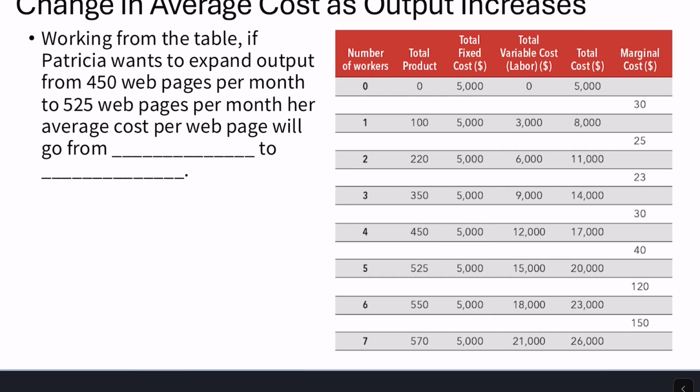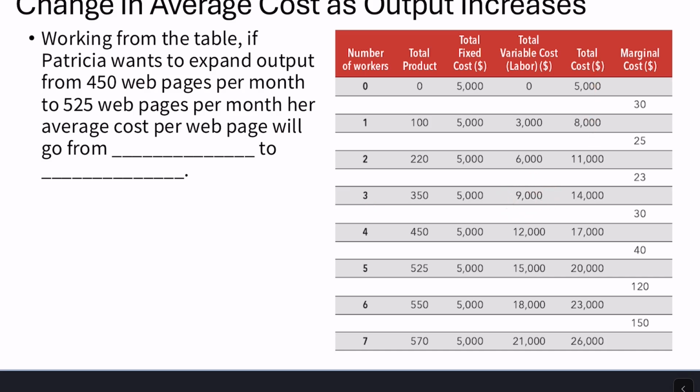Okay, so in this table, we have the number of workers, we have the total product. This is the quantity of web pages that these workers can make. And here's our total fixed cost of 5,000. It's the same on every single number of workers. And then we have our total variable cost. This is coming from the workers. You hire another worker, your variable costs go up, right? And the wage is $3,000. So you hire one worker, you have to pay them $3,000. So there's your total variable cost. You hire two workers, you have to pay each of them $3,000, and so you get total variable cost of $6,000. Hire three workers, you pay each $3,000, so you get total variable cost of $9,000.